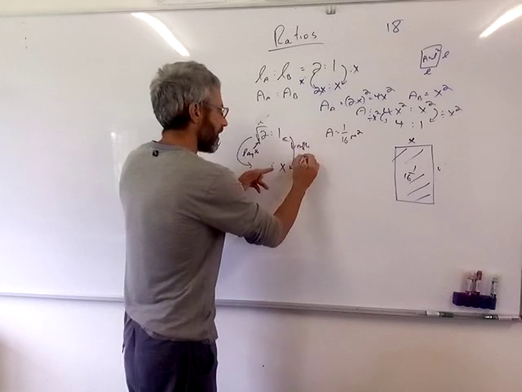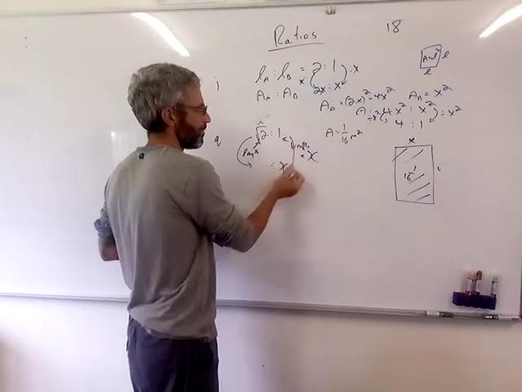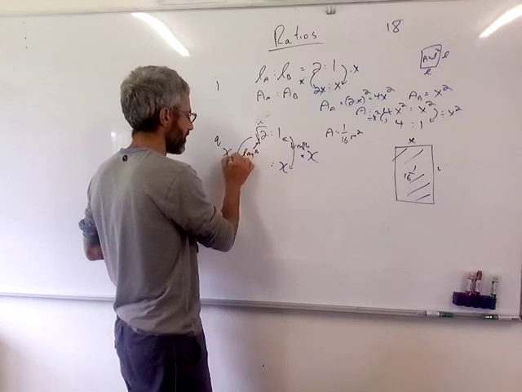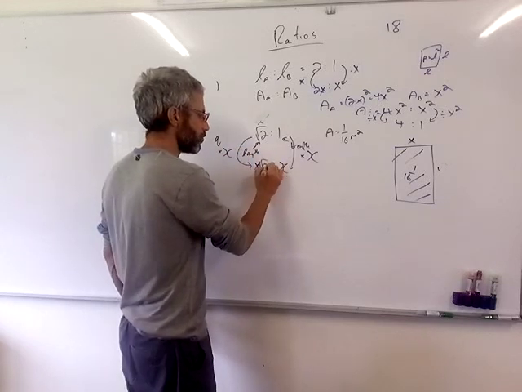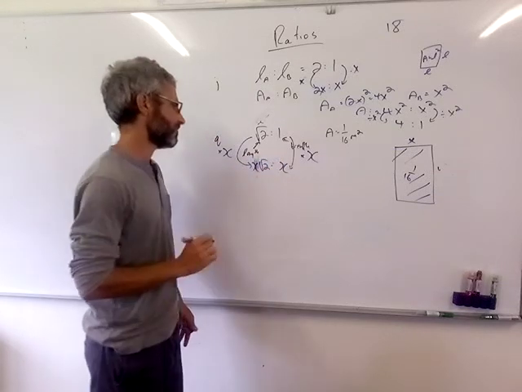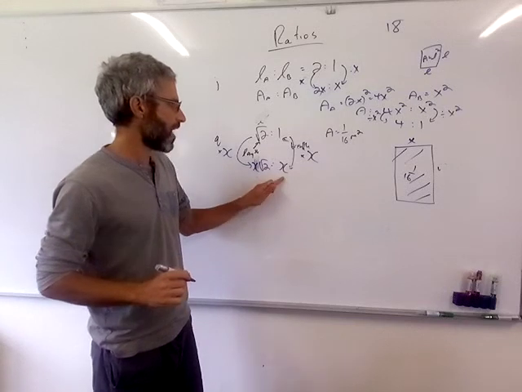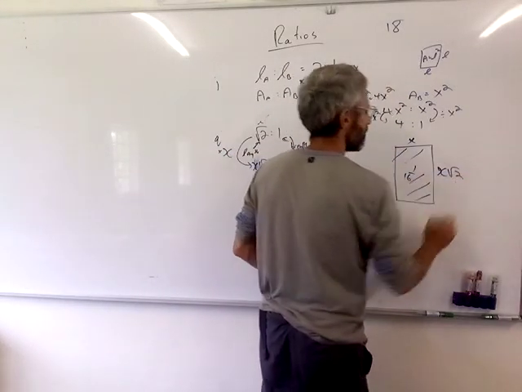So if I multiply this by x, I must also multiply that by x. So it's going to be x times square root 2. Let's write the x in a nice way. Fantastic. So the length now is going to be x square root 2.